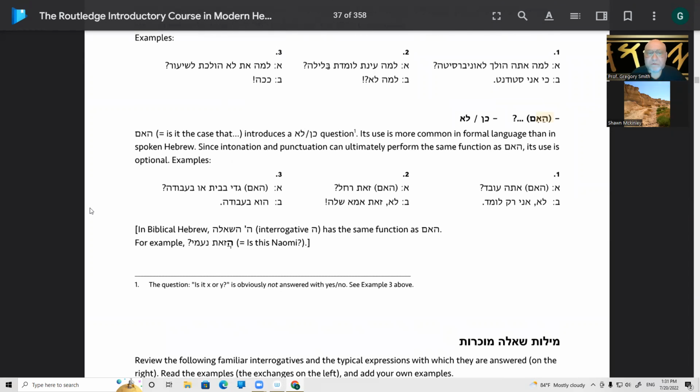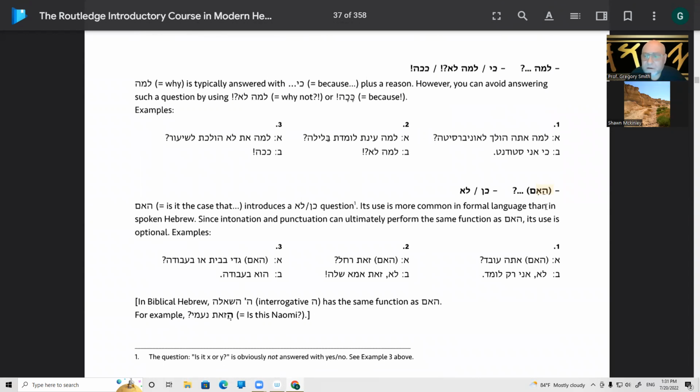Okay, so we've got this word here, ha'im, and it means it is the case that. And it introduces a yes or no question. We have lo or ken. Ken means yes, lo means no. Its use is more common in formal language than in spoken Hebrew. Since intonation and punctuation can ultimately perform the same function as ha'im, its use is optional.